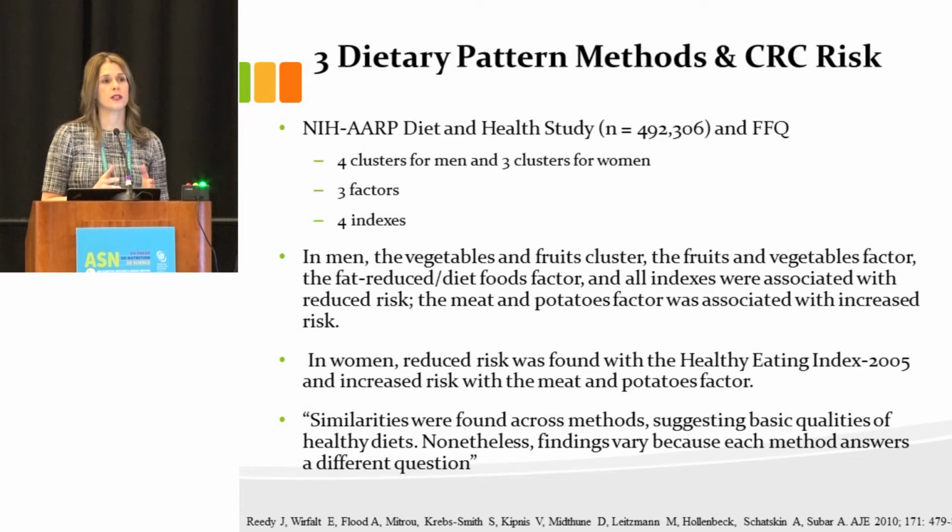Fruits and vegetable cluster, there was also a fruits and vegetable factor. That and the reduced fat and diet foods factor were all associated with reduced risk of colorectal cancer, and the meat and potatoes factor was associated with increased risk. Whereas in women, they really only found an association for the Healthy Eating Index score for protective association, and again with meat and potatoes for an increased risk.